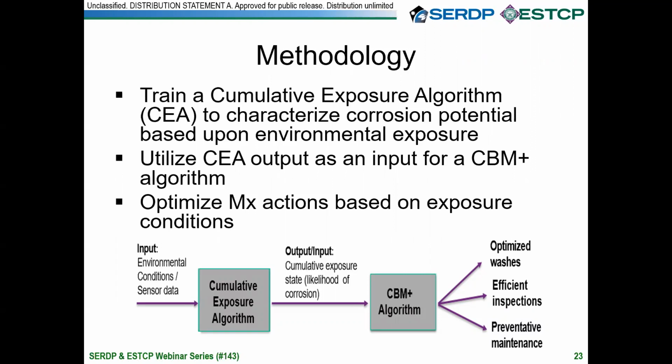Then the next step, utilize that exposure algorithm's output as an input for a CVM Plus algorithm. And CVM Plus is sort of new for the Air Force, where it's not only corrosion maintenance, but basically combining every aspect of aircraft and ground equipment maintenance into a holistic model-based approach, and then optimize those maintenance actions based on the exposure conditions and everything else that's being fed into CVM Plus, which there's a lot there. It's too much to include in a chart like this.